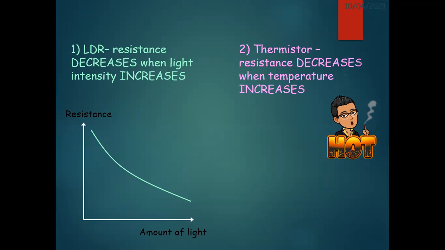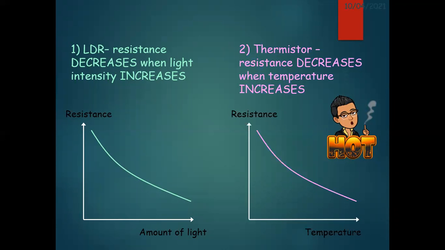And the other graph that you've got is a thermistor. A thermistor is pretty much a resistor where resistance decreases when temperature increases. So that is a very, very similar line as well. You can see they're pretty much the same. You just need to remember the axis at the bottom there: amount of light for your LDR, and for your thermistor, instead of the amount of light, it's going to be temperature.